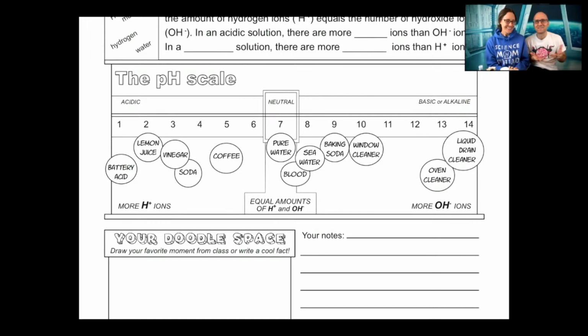Interesting. Yeah. All right, let's look at this pH scale in just a little bit more detail because this is pretty cool.